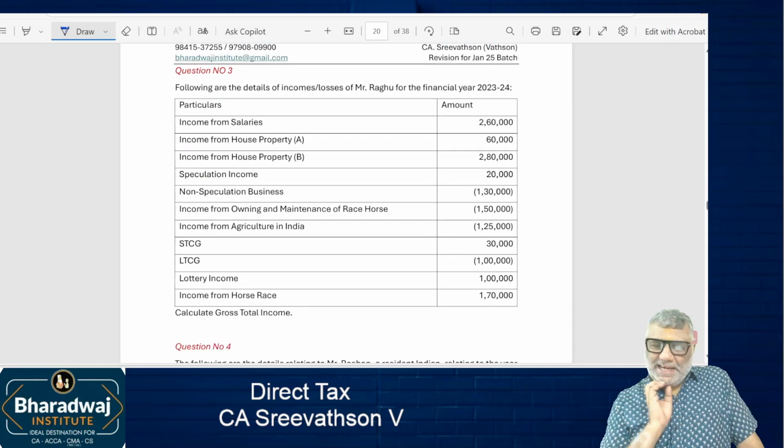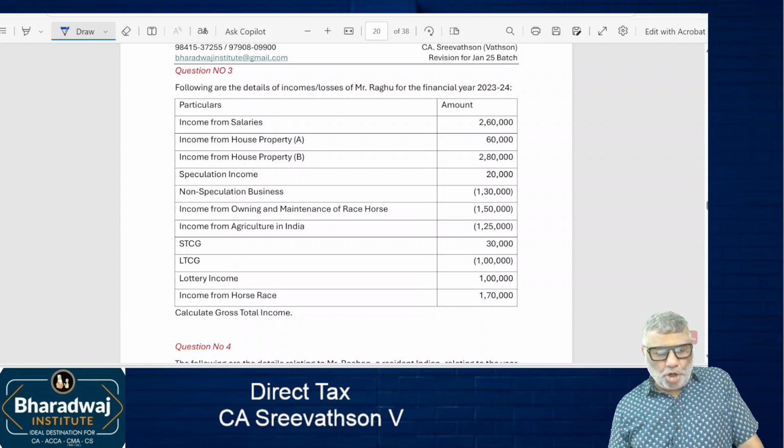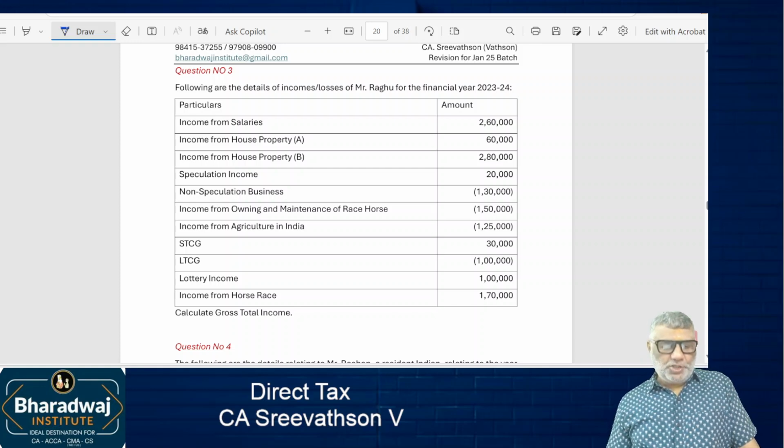From the following details of Raghu: salaries, house property, speculation income, non-speculation business loss, owning and maintenance, income from agriculture in India, STCG, LTCG, lottery income, racehorse income.